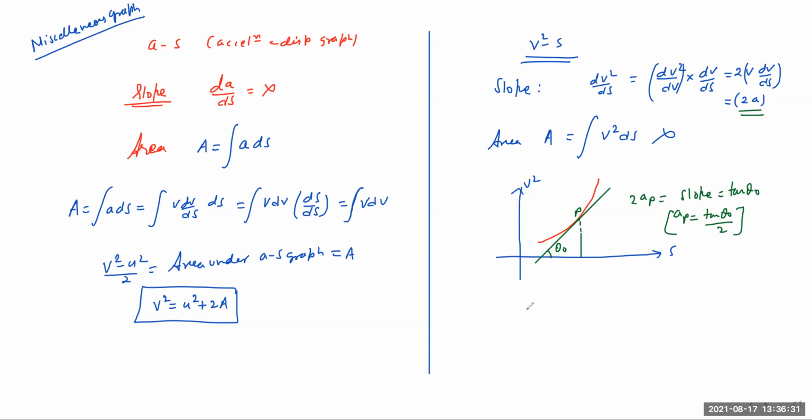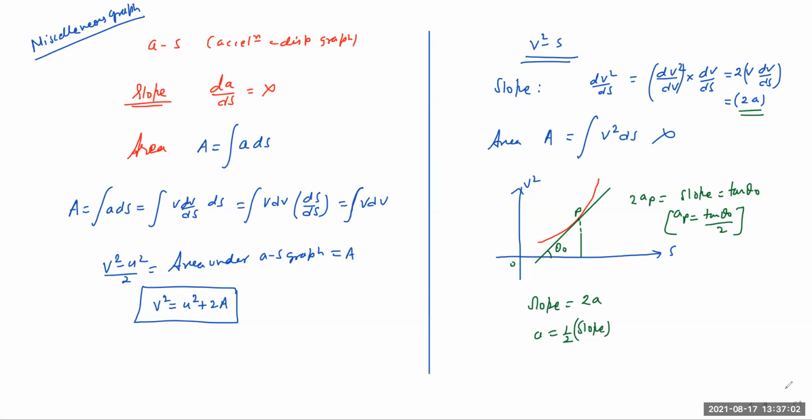Sir, we understood. What will we write for a? Half of the slope. And if the slope is given in the graph in the question, we can find it easily, right? Not very difficult, but these are very unique graphs. Sir, but this will be applicable only for the v square versus s graph? Yeah, the v square versus s graph.